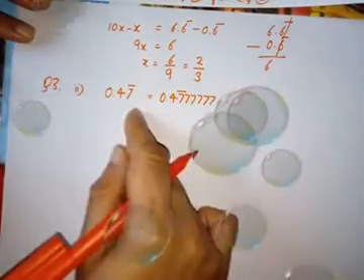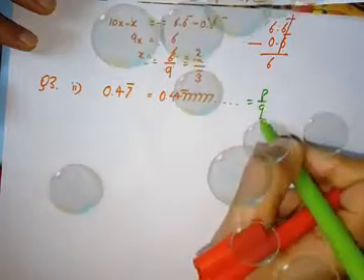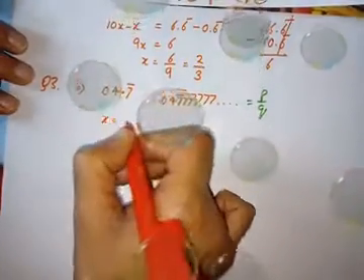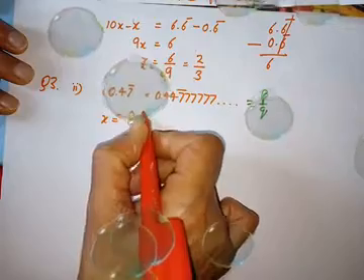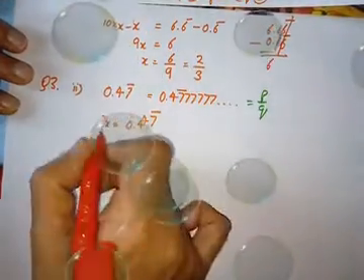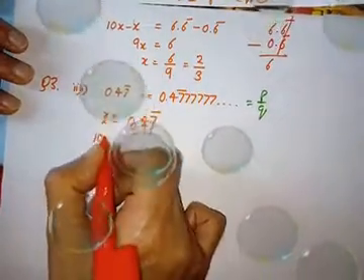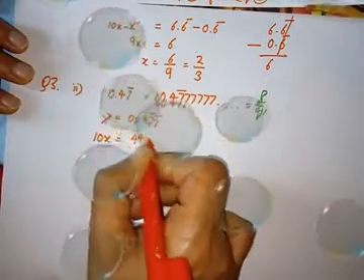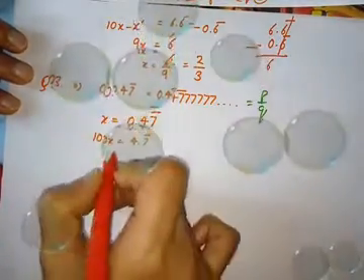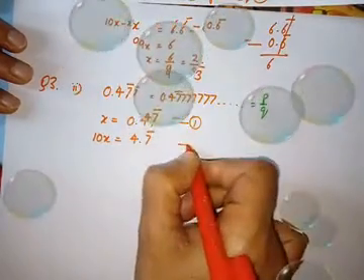So it's a non-terminating repeating decimal, hence it's a rational number. And if it is a rational number, it can be represented in the form p upon q. So let x be the rational number, which equals 0.47 bar. Now let us multiply both sides by 10. We get 10x equals 4.7 bar. So this is equation 1, and this is equation 2.